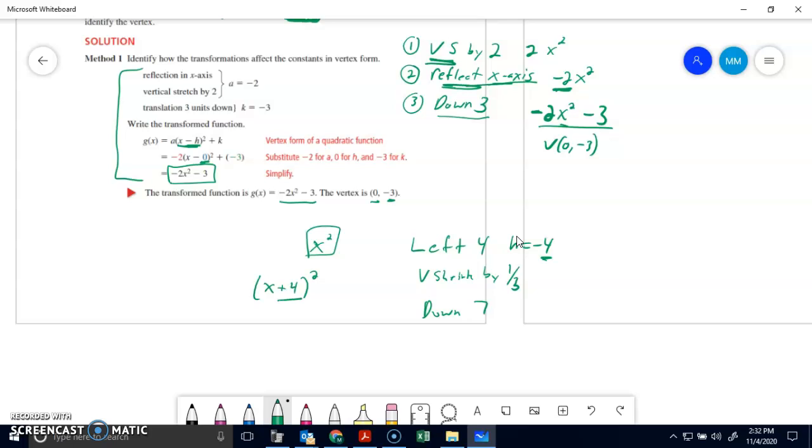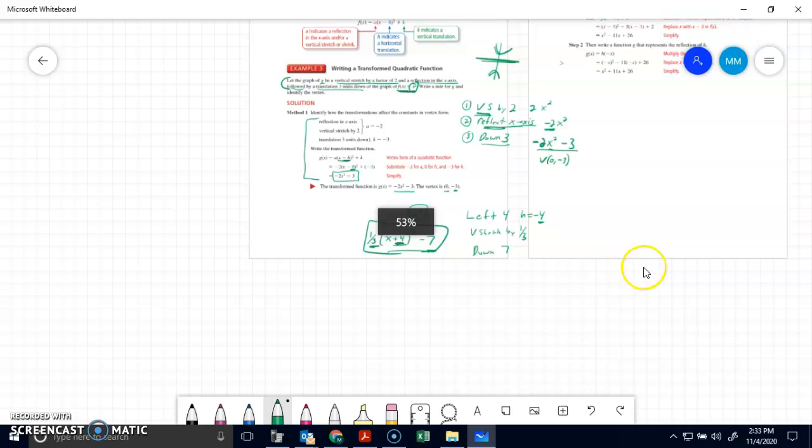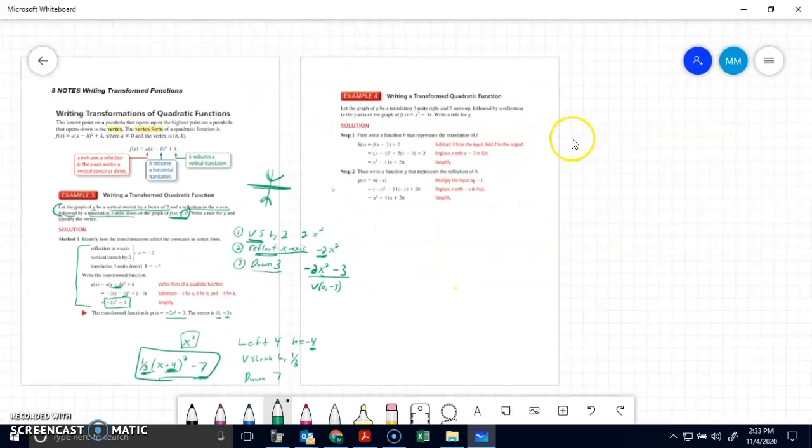That's indicating left 4. Vertical shrink, that's outside. Down 7, that goes on the end. Left, vertical shrink, down 7, there's your answer. Okay, so that's a little bit easier to work with. And you're going to have 2 problems that do that.